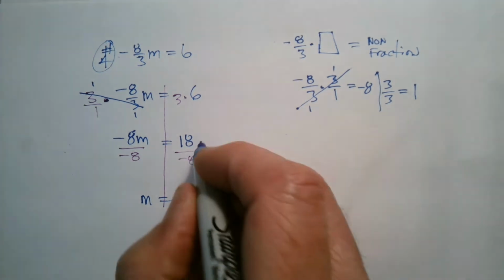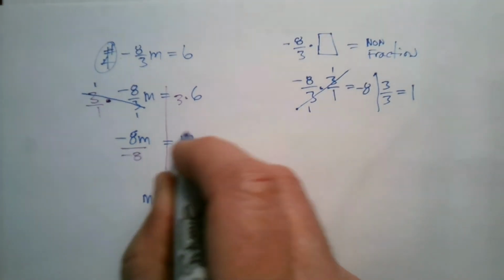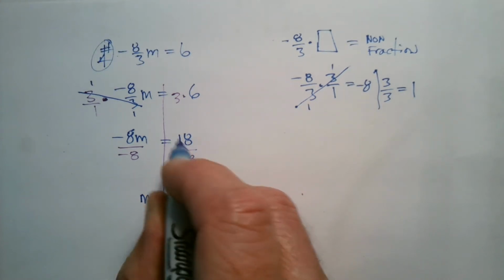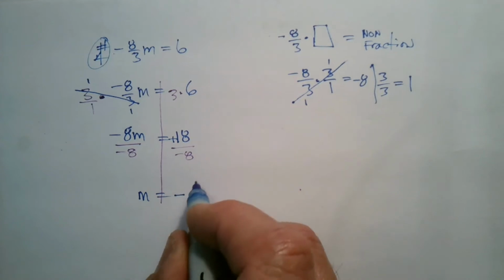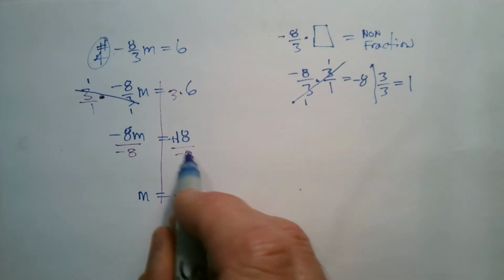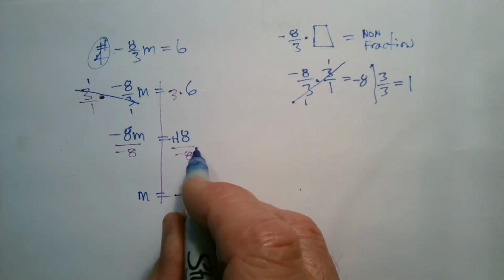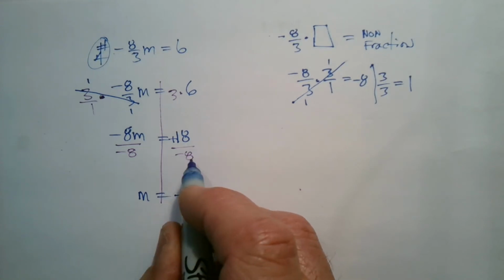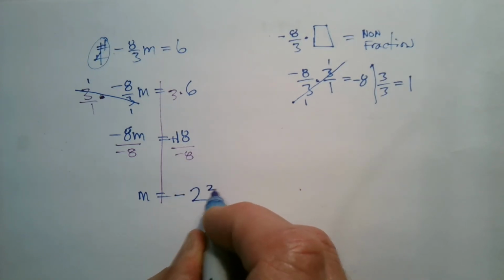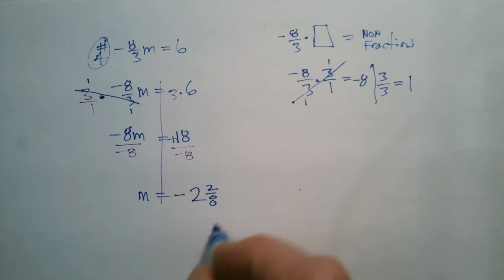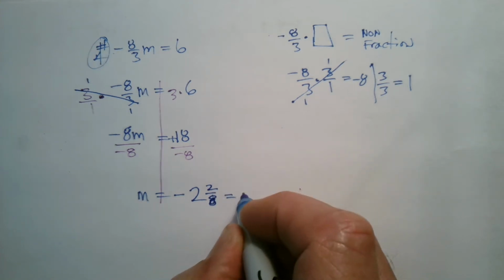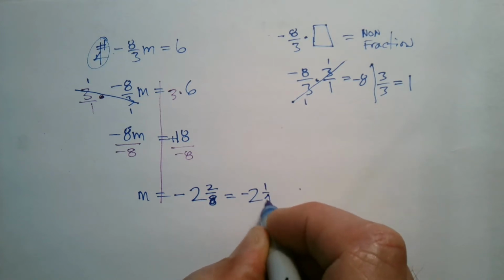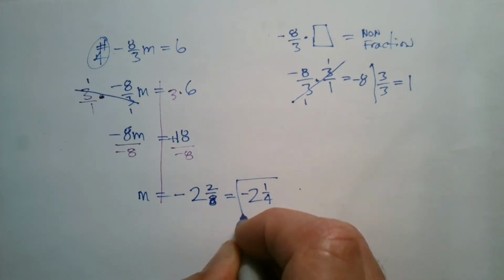One, I'm going to convert this into a mixed number. First of all, I know that it's a positive divided by a negative, so my number is negative. 8 goes into 18 2 times with 2 left over, a remainder of 2, because 8 times 2 is 16. So you have negative 2 and 2 8ths, which can simplify to negative 2 and 1/4. So that's my m for this question.